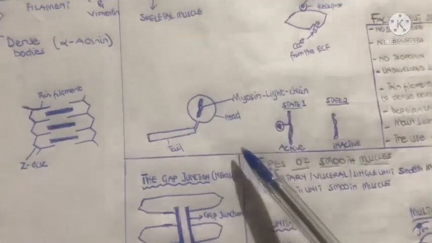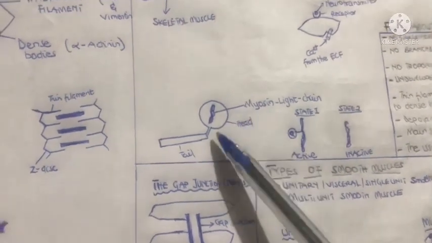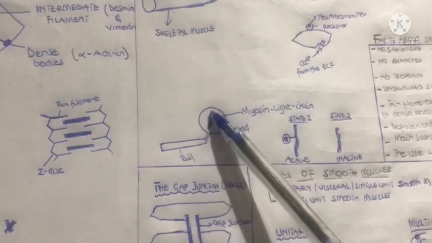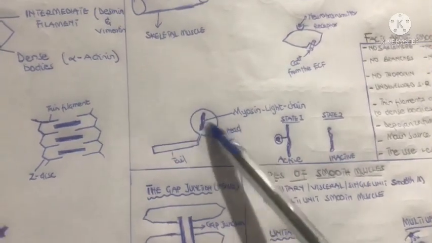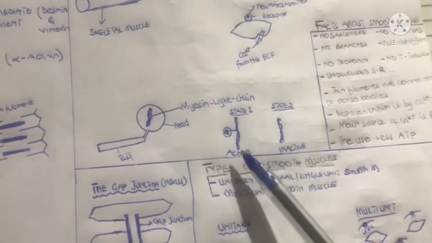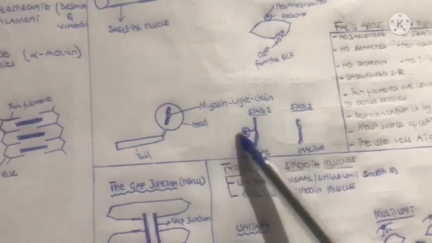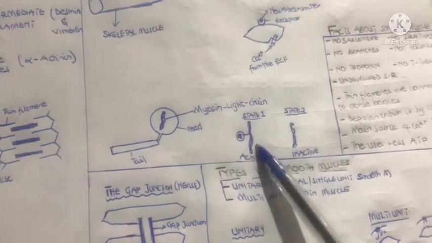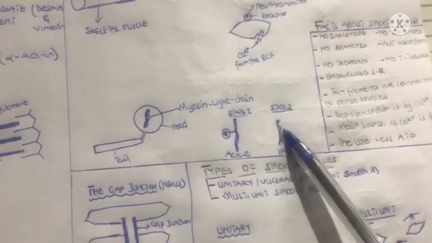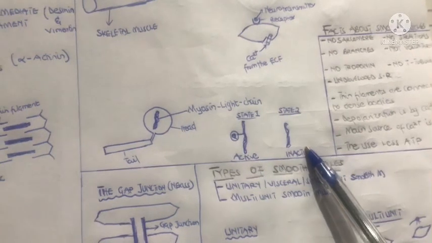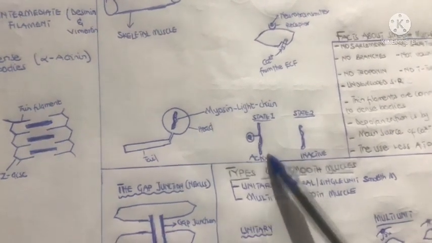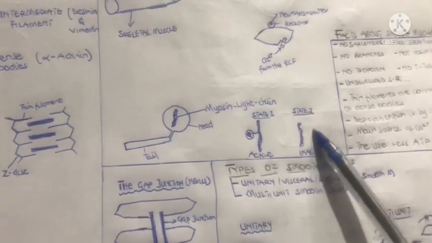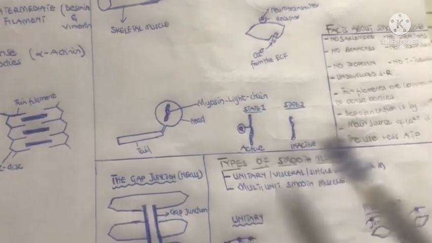Now let's talk about the myosin head. When you look at the myosin head, it has these myosin light chains, and these myosin light chains can exist in two states. In state one, when phosphate is attached to the myosin light chains, they become activated. But when they don't have this phosphate attached, they become inactivated. So when phosphate is attached to the myosin light chain, it becomes activated. When there is no phosphate, it becomes inactivated.